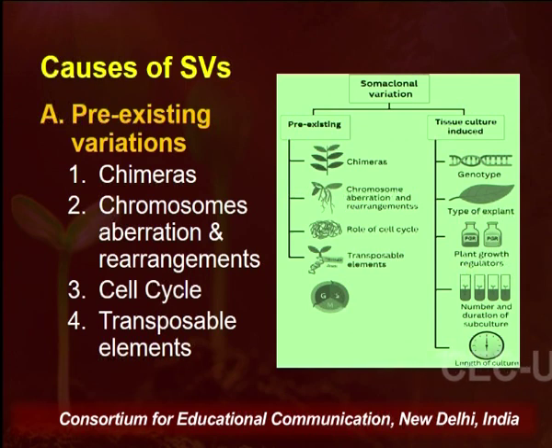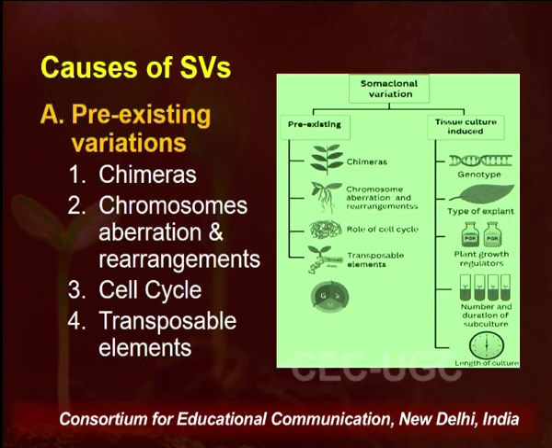Again, if the explant material has any kind of variation in chromosome number or any kind of aberrations or changes in morphology, that will again lead to such variations in the regenerated or upcoming generation. Then cell cycle. We know that there are different stages of the cell cycle, and whenever the cell is growing through these different stages, there is certain variation either in the protein content or in the DNA content. So again these different stages also lead to variations.